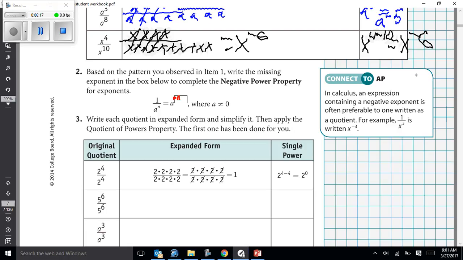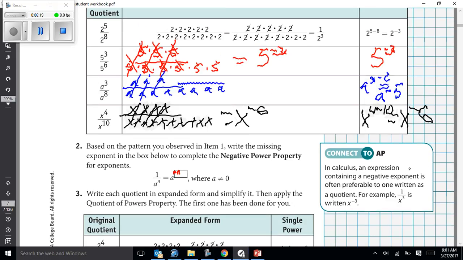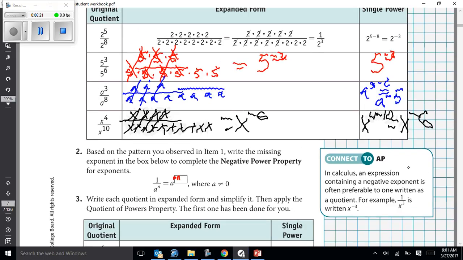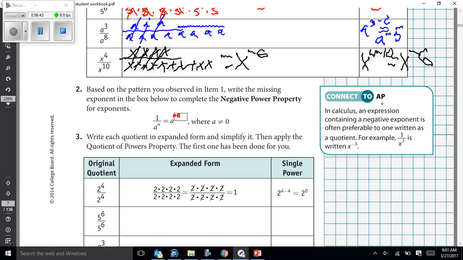And so we can see that pattern here. We have 6 x's left in the denominator, so we can write that as x to the negative 6. Here we have 5 a's left in the denominator, so we can write that as a to the negative 5th. Here we have 3 5's left in the denominator, so that can be rewritten as 5 to the negative 3rd. So if we have a to the n power in our denominator, we can rewrite that as a to the negative n.